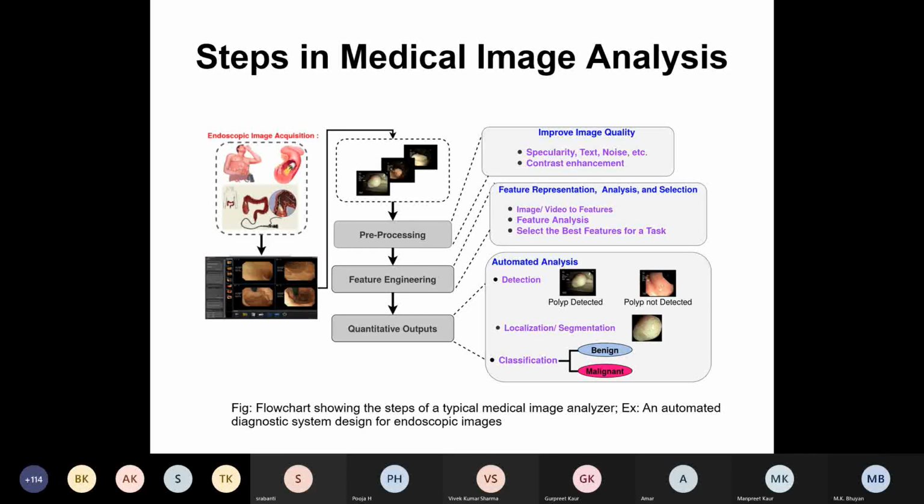So like this, we can see some of the specular components also in the endoscopic images, in the colonoscopic images. That is very difficult to remove because we have to neglect these specular components. The specular means the mirror-like surface.